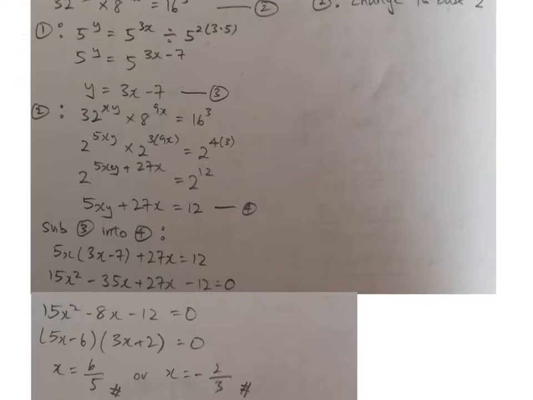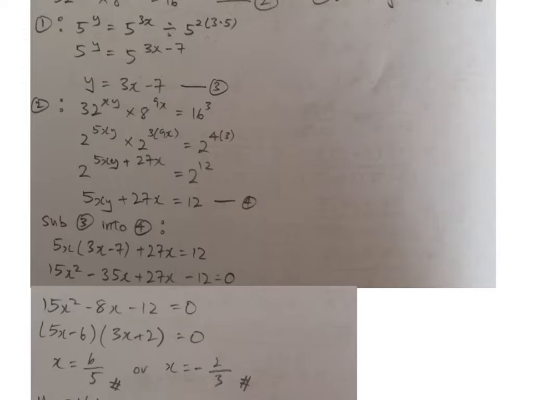I do the same thing for my equation number 2. So I have 32 as 2 to the power of 5, 8 as 2 cubed, and 16 as 2 to the power of 4. When it's multiplied, I can add the powers of 2 since the bases are the same. Alright, so again I can compare my indices because my base is the same. I have 5xy plus 27x equals 12. I call this equation 4. So now I have equation 3 and equation 4.